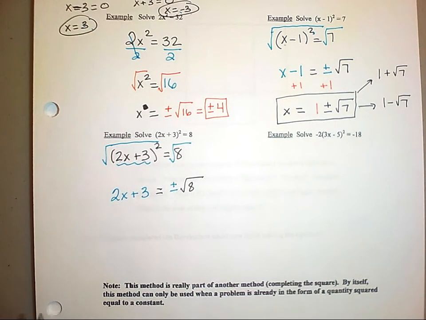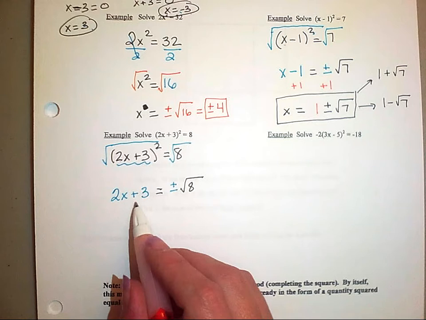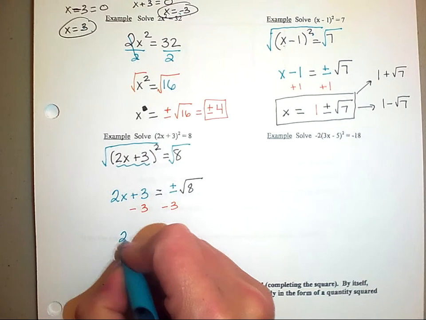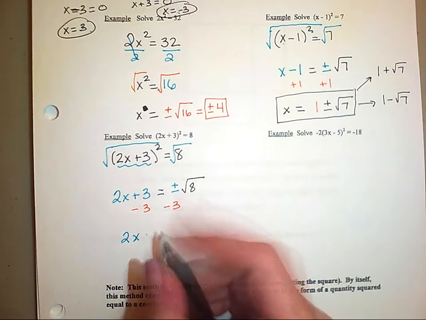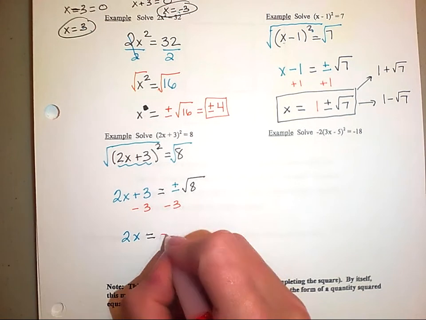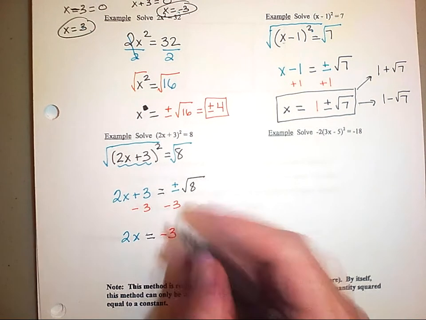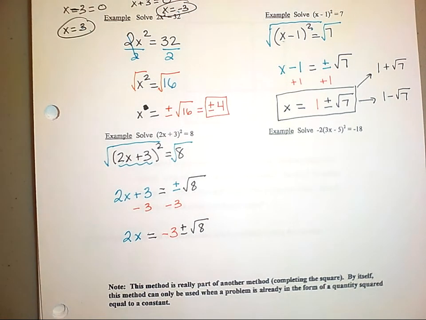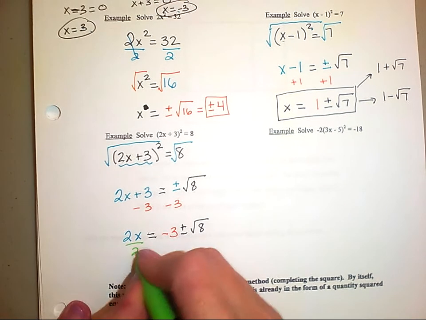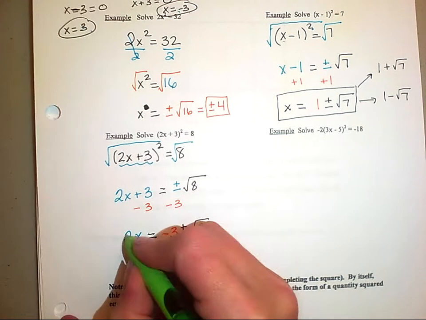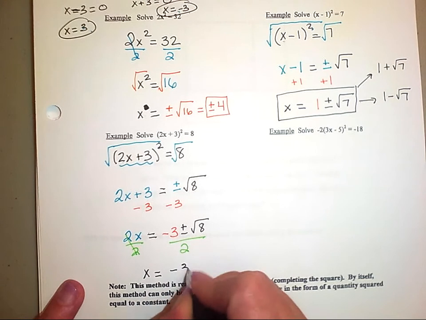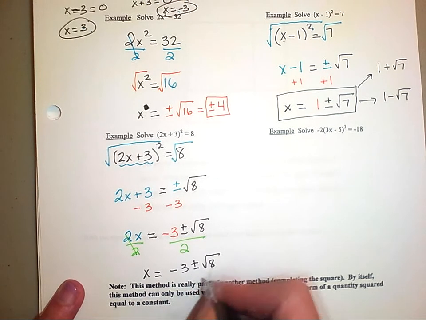Now, let's keep solving. We want to get to just x, so we need to subtract 3 from both sides. So we have 2x now is equal to negative 3 plus or minus the square root of 8. And now we can divide both sides by 2. So the 2's will cancel here, and we'll be left with x is equal to negative 3 plus or minus the square root of 8, all divided by 2.